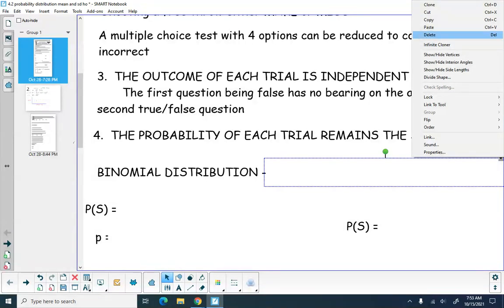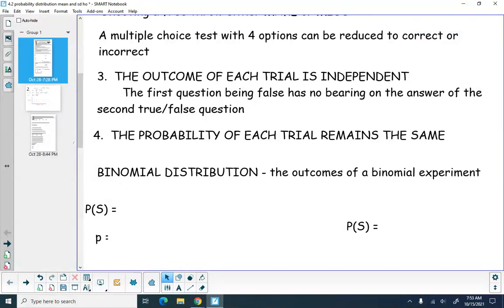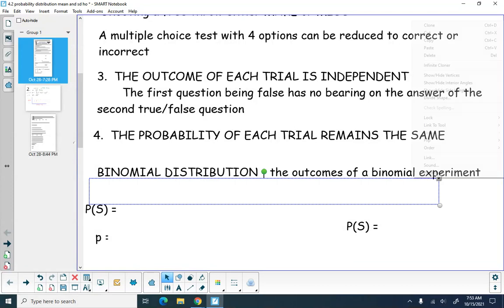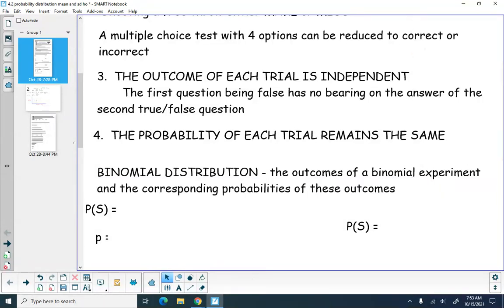When we're talking about a binomial distribution, it's the outcomes of a binomial experiment and the corresponding probabilities of these outcomes. Yesterday we talked about probability distributions: you have outcomes of the sample space and probabilities of the outcomes of that sample space. Now I'm going to talk about binomial distribution. You now have just two options for a sample space. Your sample space gets reduced down to two options.